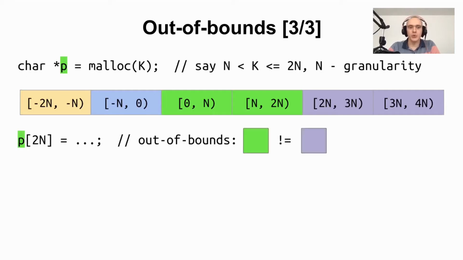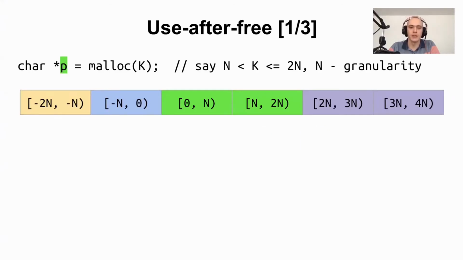So now let's say we're accessing byte number 2n. Byte number 2n actually lies in the next granule, and it has the color purple. But since we're using the pointer p, which is tagged with green, and the memory is tagged with purple, green does not equal purple, and here we have an out of bounds.